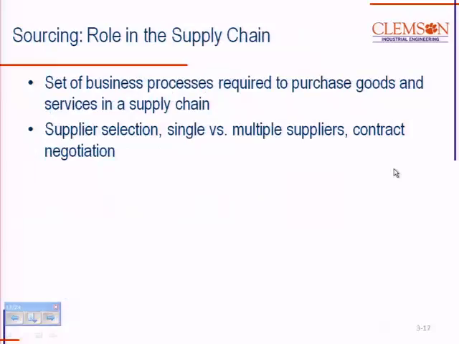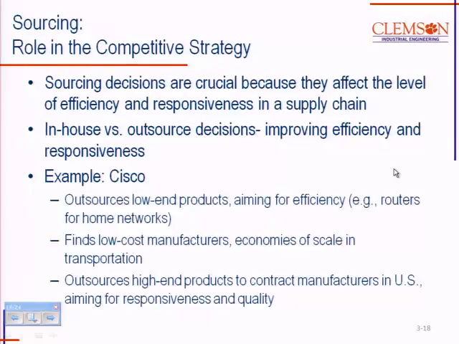All right, so the fifth driver is sourcing. And so what are the practices that are used for purchasing goods and services in a supply chain? How often do we do this work in-house as opposed to contract with a supplier? This involves supplier selection, single versus multiple suppliers, and contract negotiation.